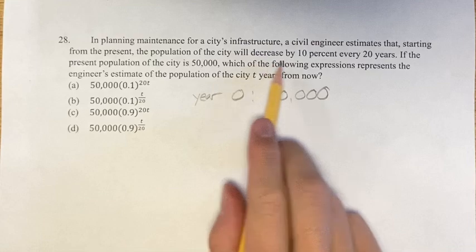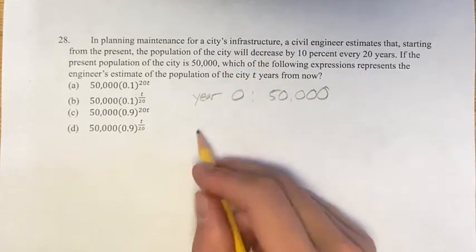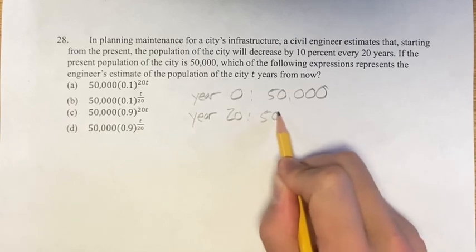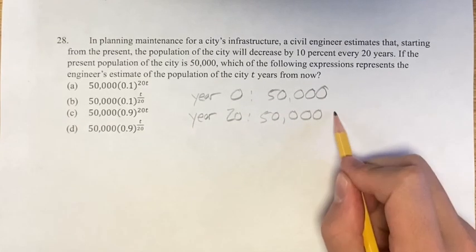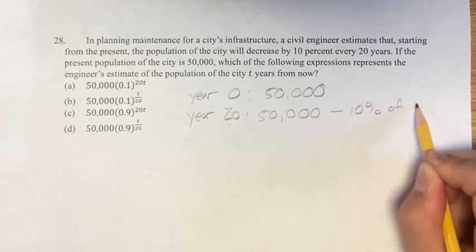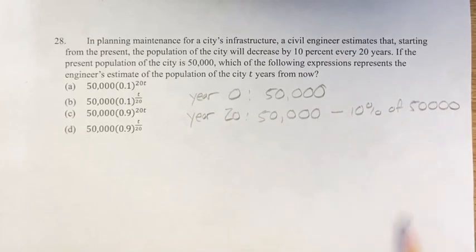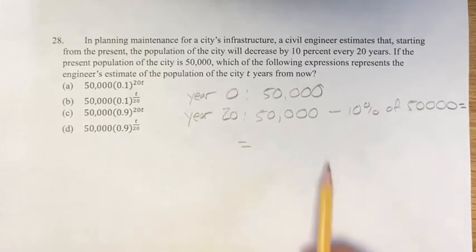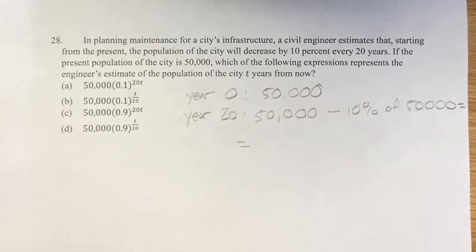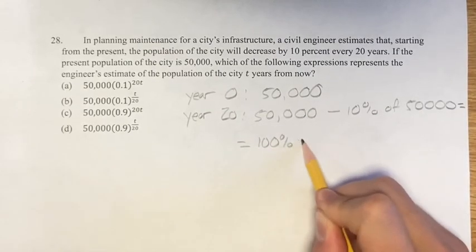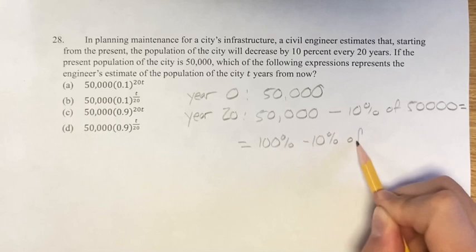Okay, so it'll decrease by 10% every 20 years. So let's go 20 years from now, year 20. It's going to be 50,000 minus 10% of 50,000. Okay, and what does that mean? Well, 50,000 is 100% of 50,000. So you can think of this as 100% minus 10% of 50,000.